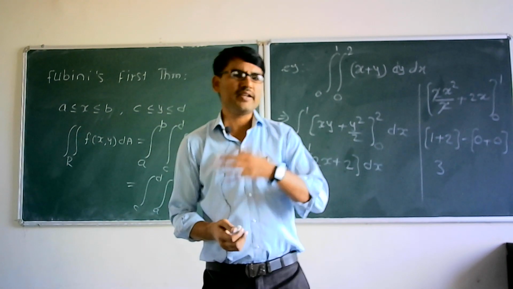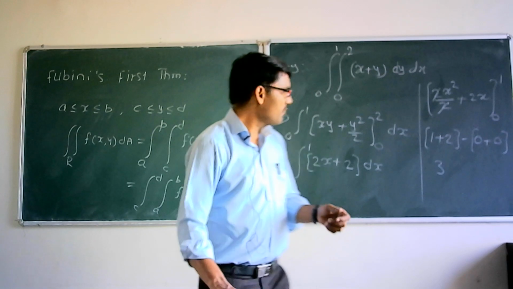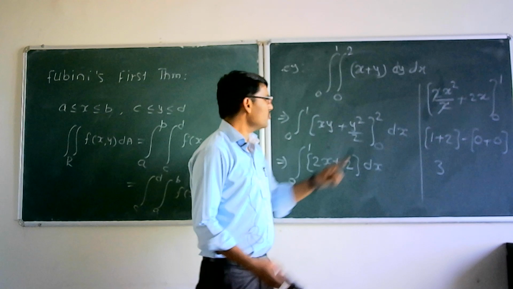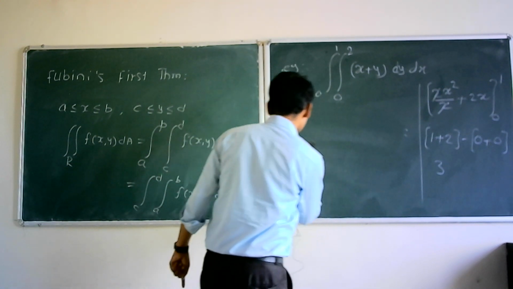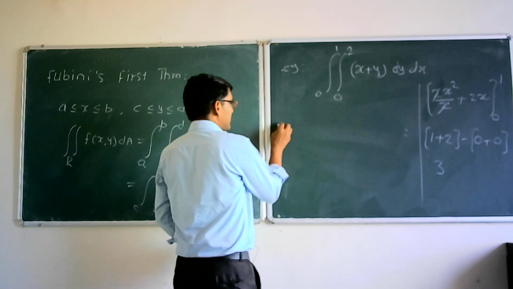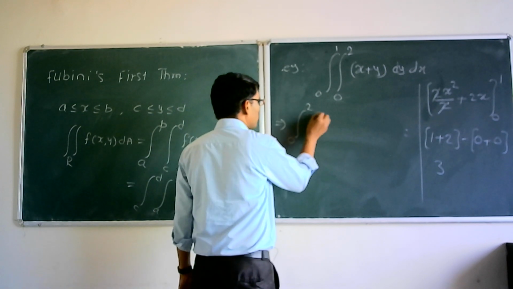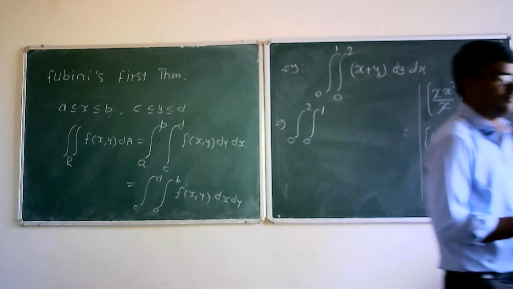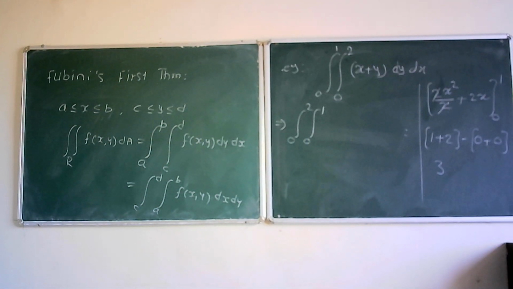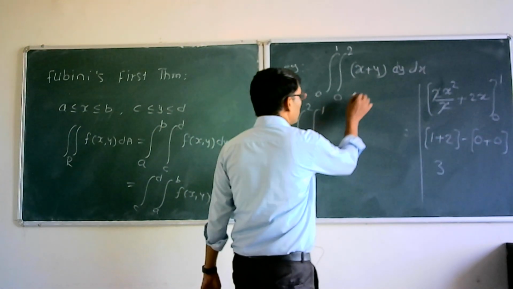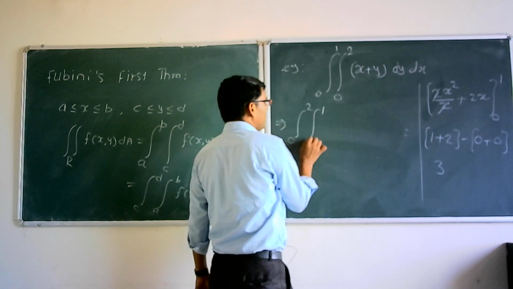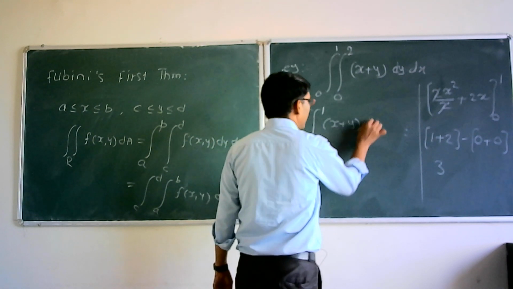If your limit is constant, you can evaluate either with respect to x or with respect to y. For example, here first we have evaluated with respect to y. Now we want to evaluate with respect to x. So if you want to evaluate with respect to x, this iterative integration, you can write 0 to 2, 0 to 1. If you want to evaluate with respect to x, then you want to change this integration. This is the limit of y, this is the limit of x plus y, dx dy.